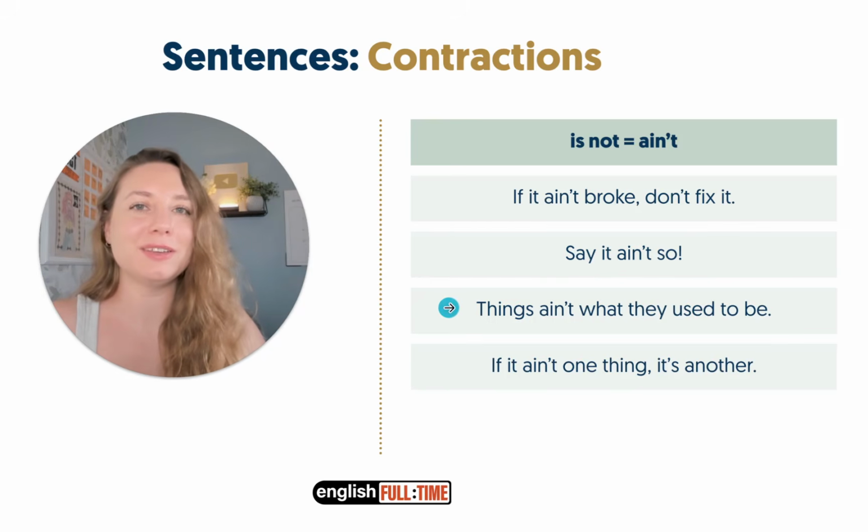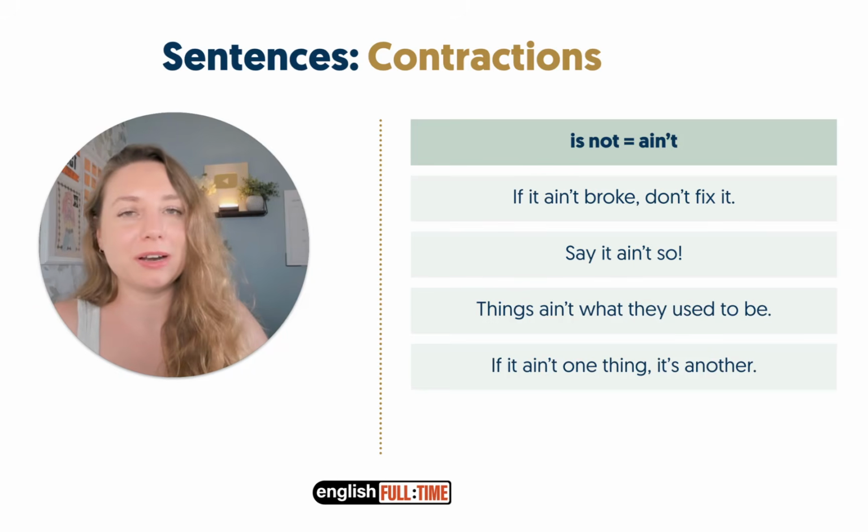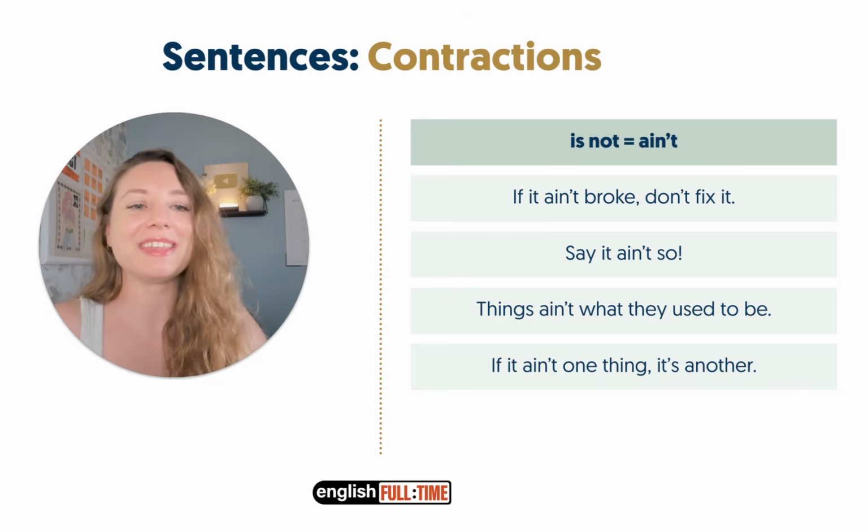Things ain't what they used to be. Meaning things were better in the past. What do you think about that? Things ain't what they used to be. And finally, if it ain't one thing, it's another. Meaning something is always going wrong. If it ain't one thing, it's another.